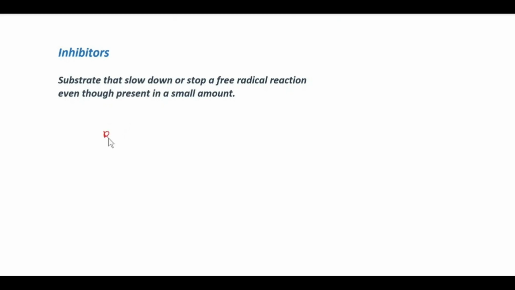So this R radical is treated with O2. It gives R-O-O radical, that is a peroxide radical, which is much less reactive, and that's why this breaks the chain of the free radical reaction.